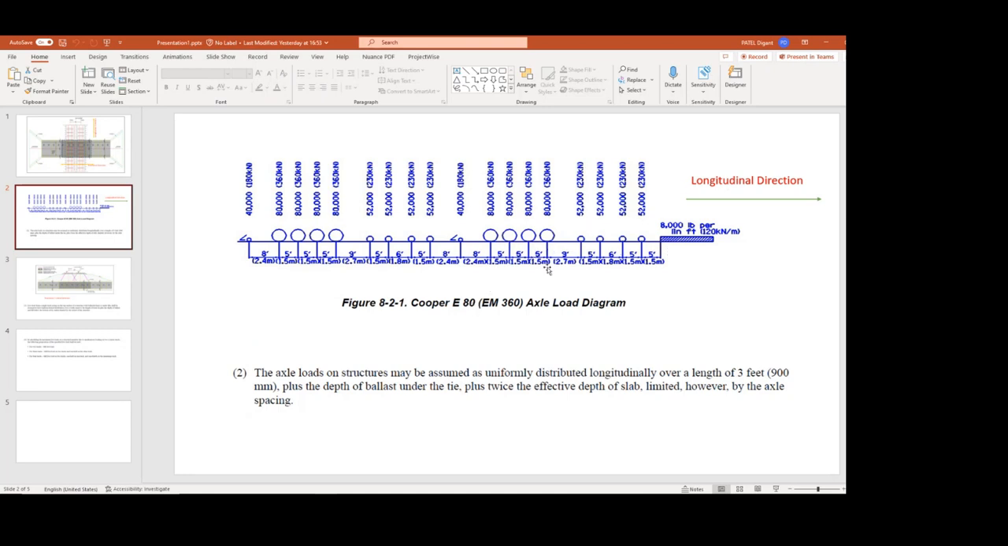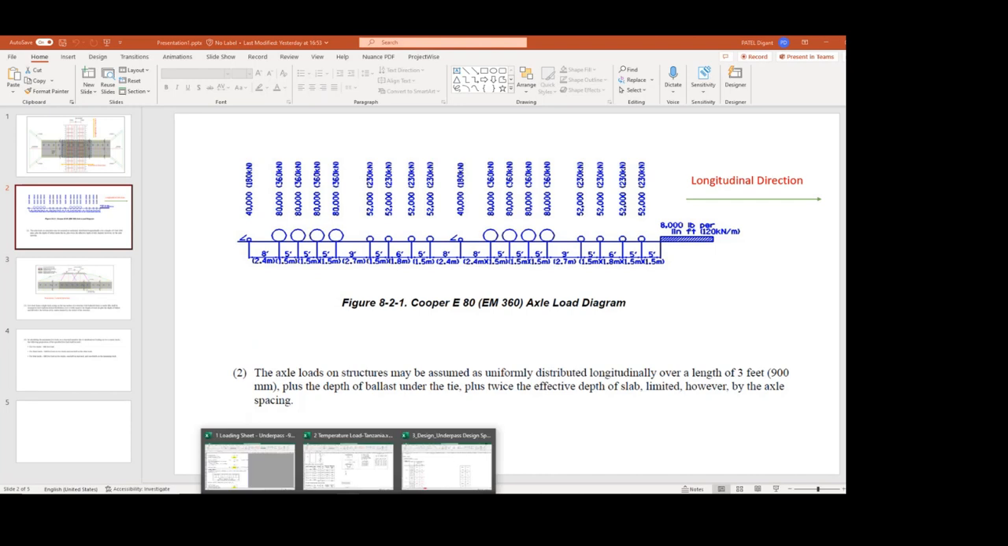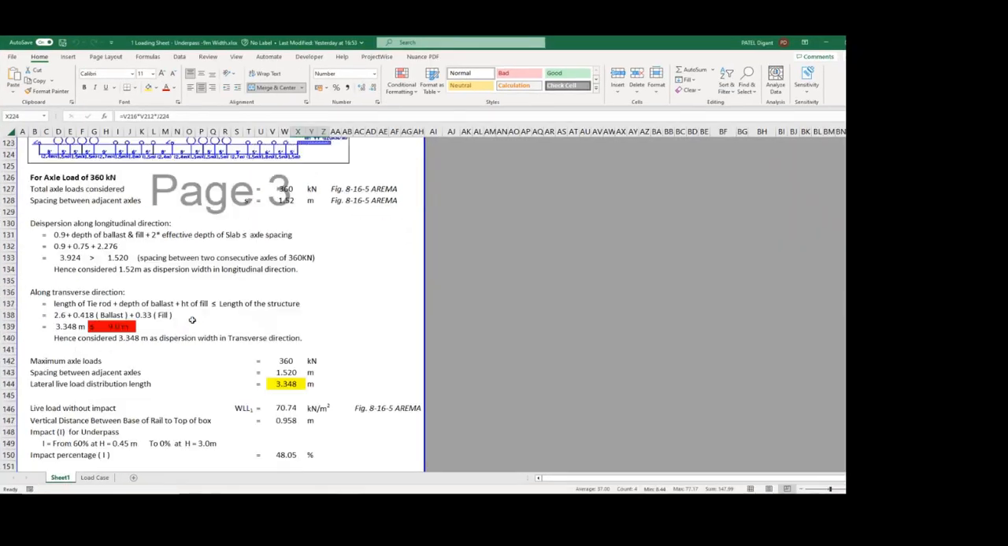For dispersion of this load in the longitudinal direction, the code specifies that the axle load on structure may be assumed to be uniformly distributed longitudinally for a length of 900 mm plus depth of ballast from the tie plus twice the effective depth of the slab, and should be less than or equal to the axle spacing. So if you consider the 360 kilonewton load, then the dispersion of this load should not be more than 1.5 meter in this longitudinal direction.